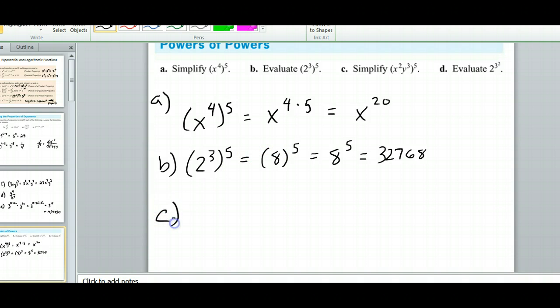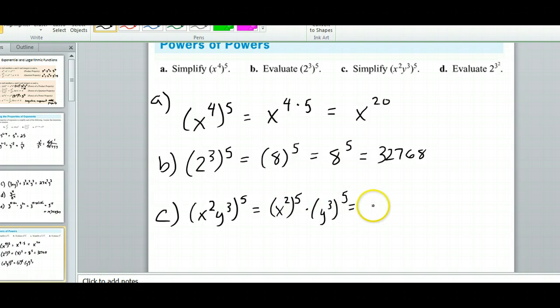Alright, part C, it's a pretty nasty one. It's a power on a base already, and then multiplied by another base to a different power, all raised to a power. But just like before, it's like this thing, x squared, we're going to raise it to the 5th, and it's being multiplied by y cubed, and we're raising it to the 5th. Powers to powers, just like we did up here. If it's just a single base to a power twice, then we multiply. So x to the 10th, y to the 15th.